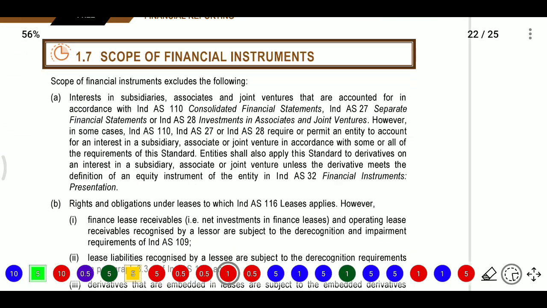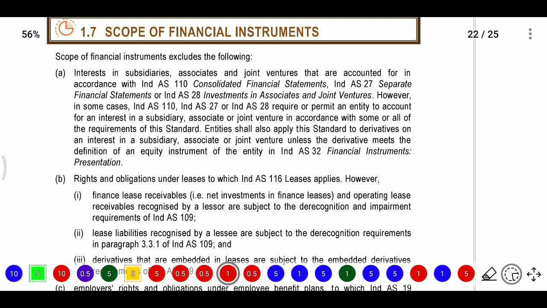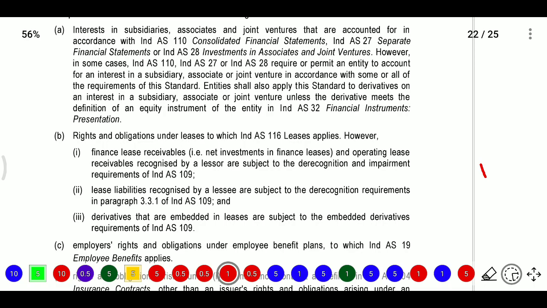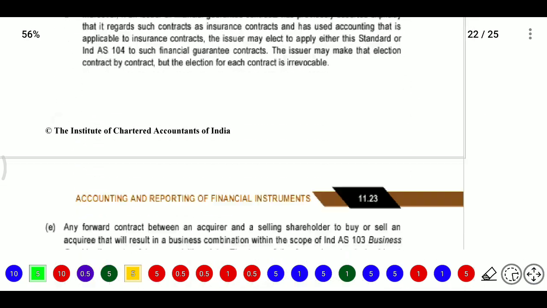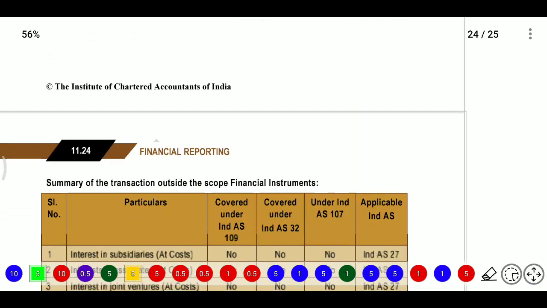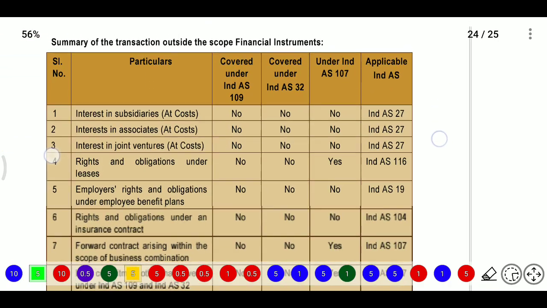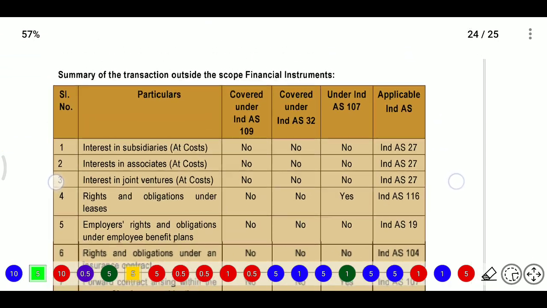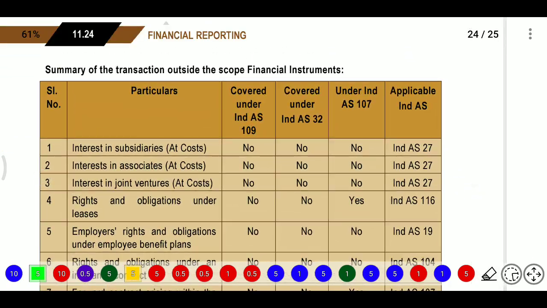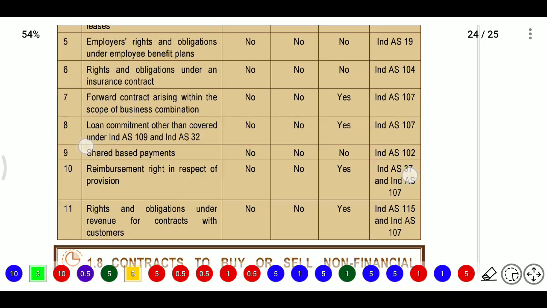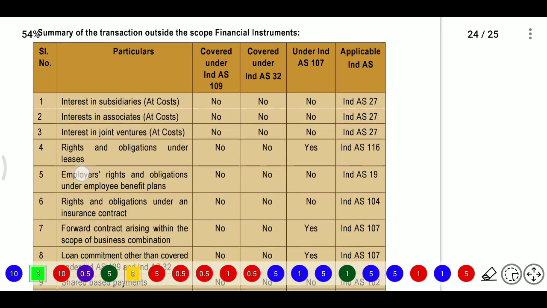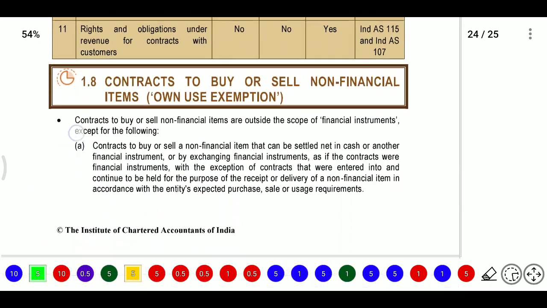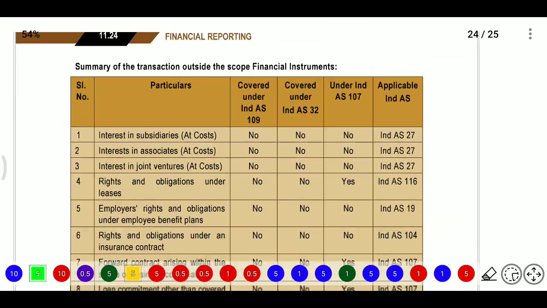Now, the scope of financial instruments. This is not that relevant, so I will not discuss it now. I think it is better to summarize transactions outside the scope of financial instruments. It is outside the scope. If you discuss that standard, Ind AS 116, then we will get clarity for that here. So we will leave that question.